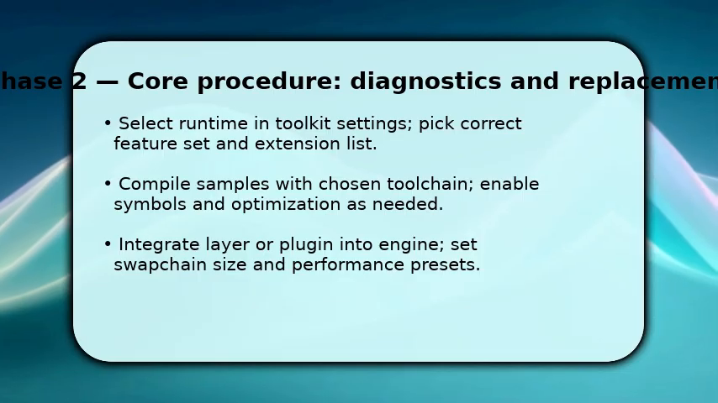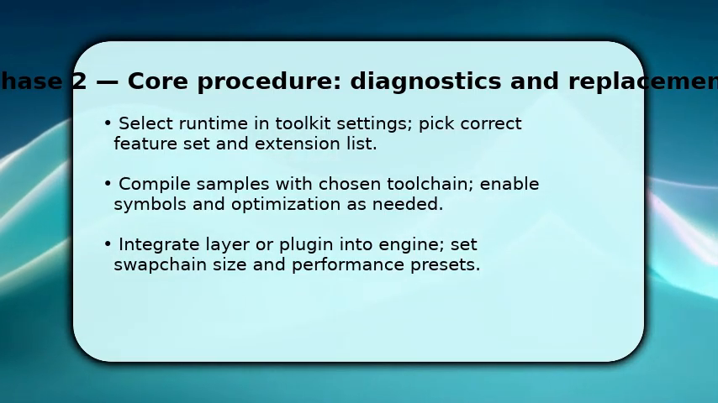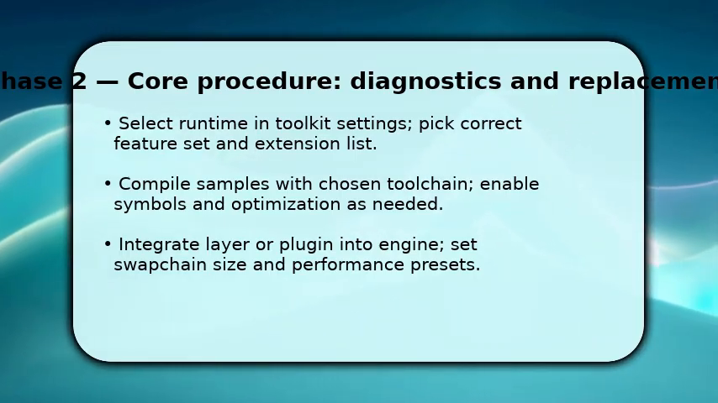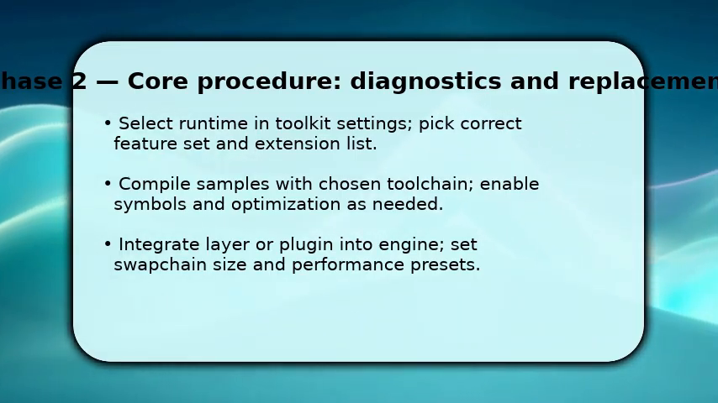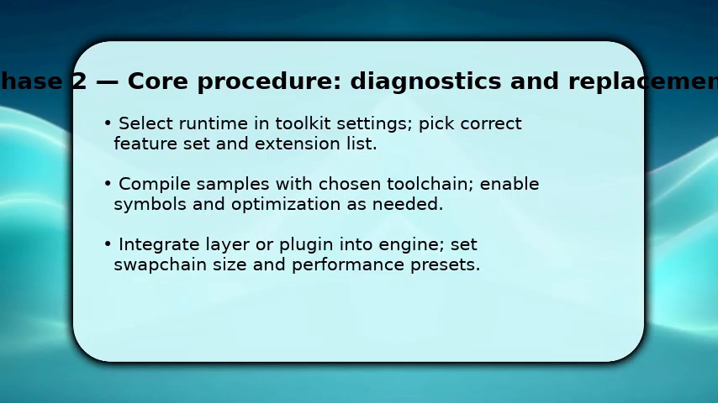Next, compile the samples with your toolchain, enable debug symbols for iteration, or strip them for release builds. Then integrate the toolkit layer or plugin into your engine project, adjust swap chain size and performance presets, and run a local test to verify rendering and input flows.